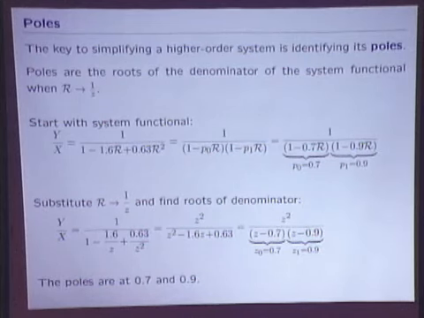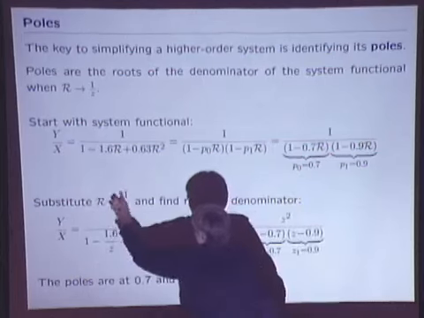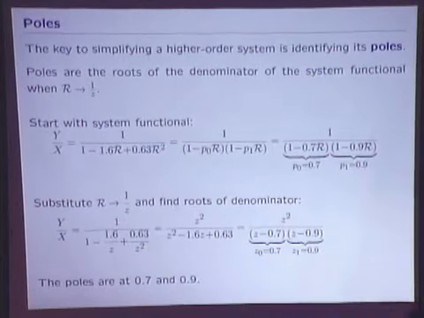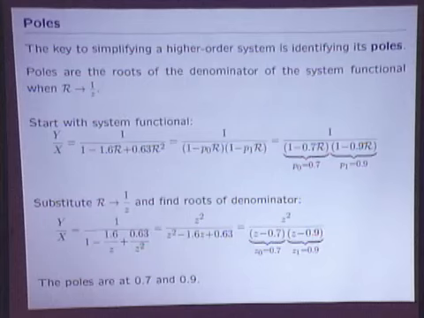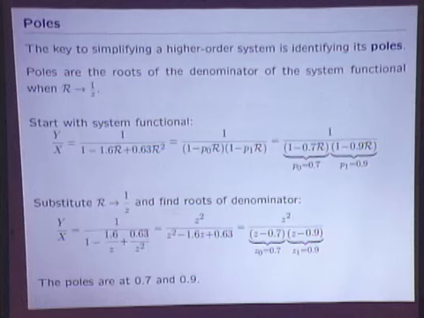That requires some sort of graphic memory or graphic ability to take one form and turn it into another form. A simpler rule is to say, look, just replace all the r's by 1 over z, rewrite things, and the values of z that are the roots of the denominator turn out to be the values of the poles. That's very straightforward to see just by looking at the canonical form.